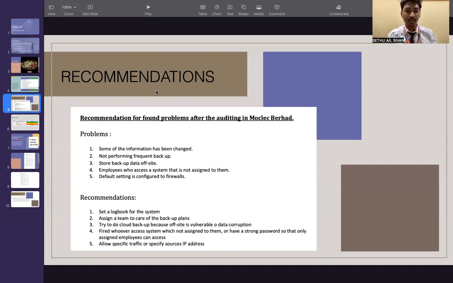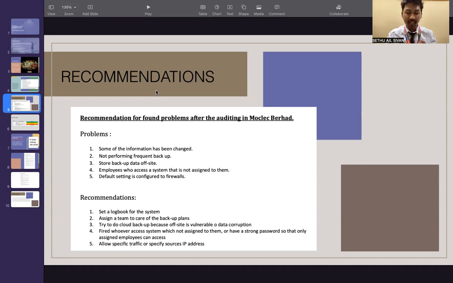So the recommendations my teammate and I give for these problems are: set up a logbook for the system and assign a team to take care of the backup plan so that frequent backups will occur. Try to do cloud backup, because off-site is vulnerable and data corruption may occur. We never know, but it can occur. Next, fire whoever accesses a system not assigned to them, or have a strong password so that only the assigned employee can access the system.